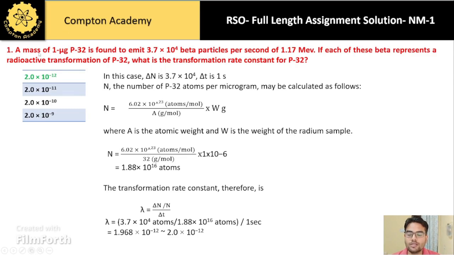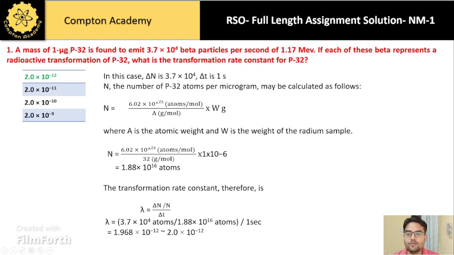So question number 1 of this assignment is: a mass of 1 microgram P32 is found to emit 3.7 × 10^4 beta particles per second of 1.17 MeV. If each of these beta particles represents a radioactive transformation of P32, what is the transformation rate constant of P32? Here the transformation rate constant, the decay constant, has been asked for phosphorus P32.